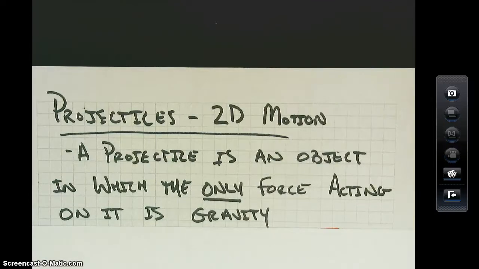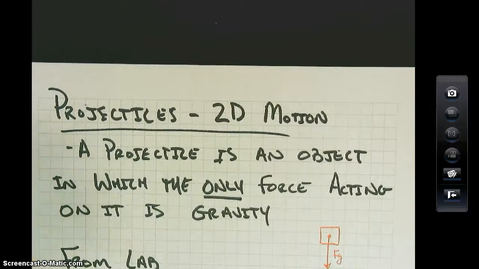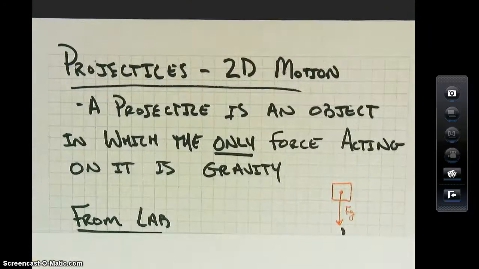Now, by definition, a projectile is an object that is only acted upon by the force of gravity, or an object in which the only force acting on it is gravity. So you did labs that took a look at these things, projectiles, and what you found out is that by their definition, the only thing acting on these is the force of gravity.